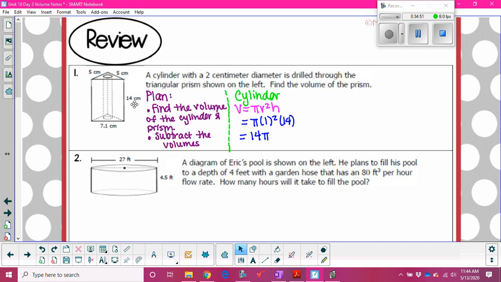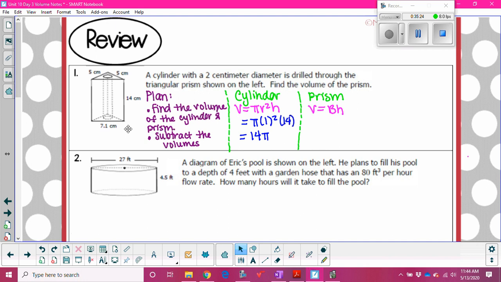Okay, so I'm going to draw a line to separate here. Let's talk about the prism. We know the formula for finding the volume of a prism is volume equals area of the base times the height. The base here is a triangle. So we know that this triangle is 5, 5, and 7.1. But we don't have a height of that triangle, so we're going to have to find it.